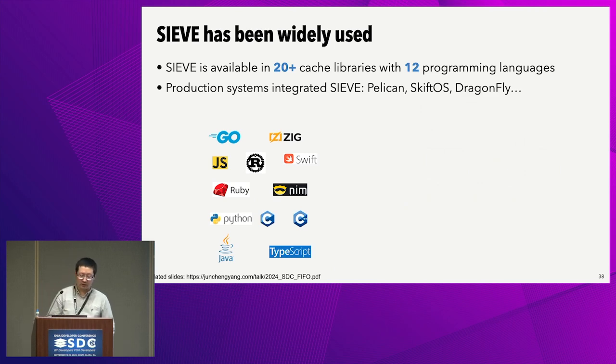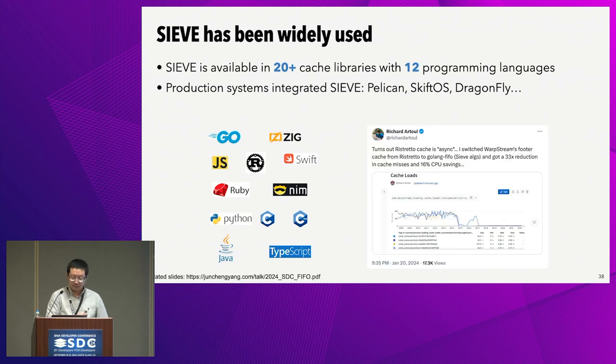As I mentioned earlier, sieve is already available in more than 20 open source cache libraries with more than 12 programming languages. And there have also been many production systems that have already integrated sieve. One of the users reported that after switching from tiny LRU to sieve, he observed a 33 times miss ratio reduction with 16% CPU saving. Yeah, so that's some user report.